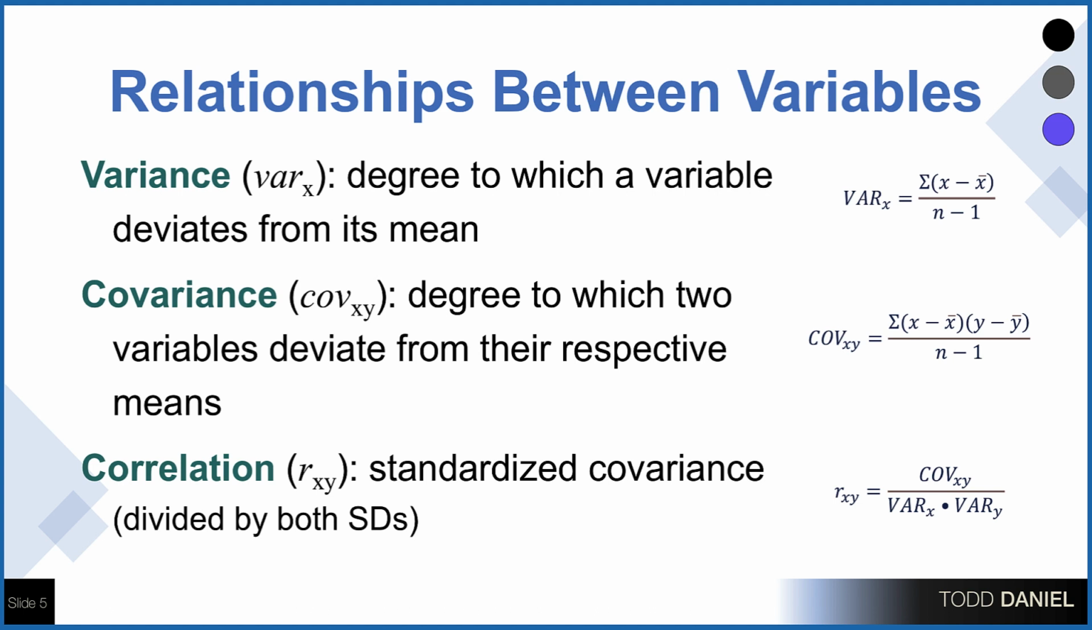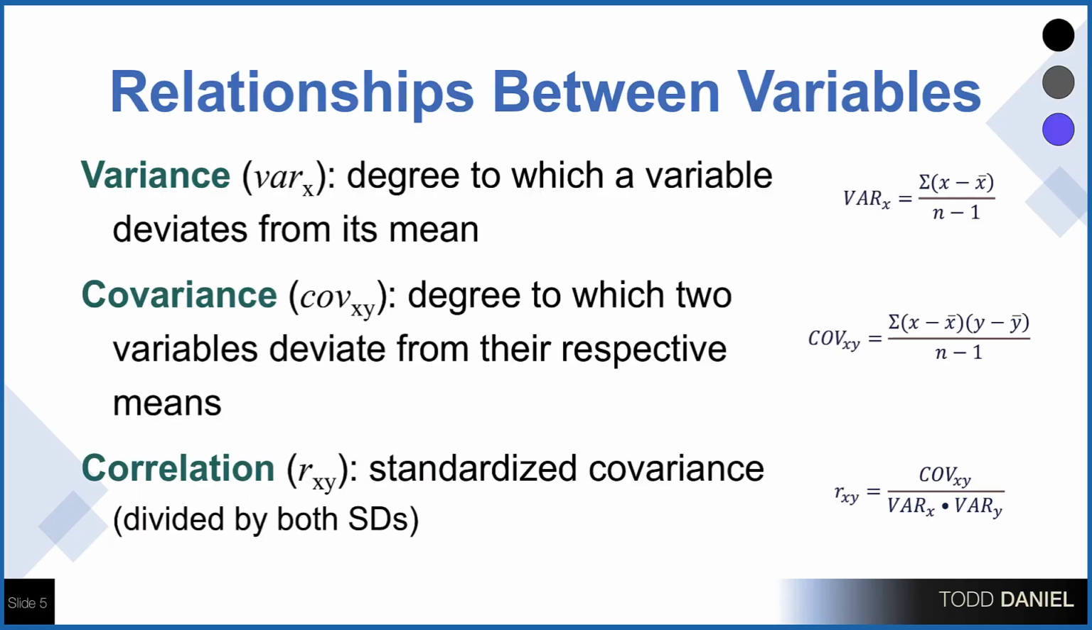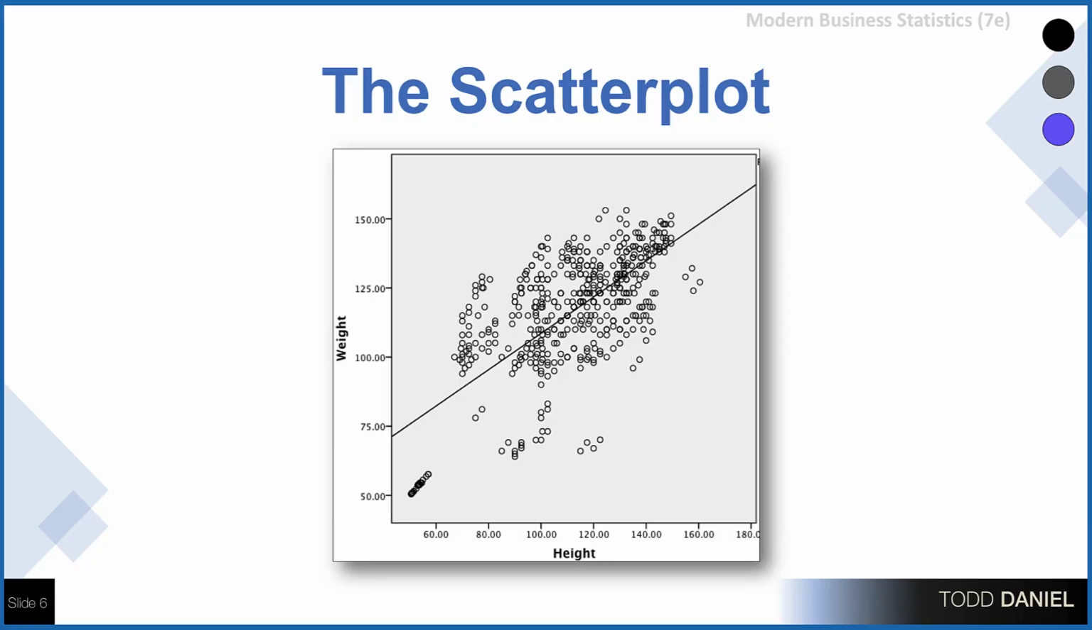It's the covariance divided by the variance of x times the variance of y, leaving us with a measure of how much those two variables move together, either positively, moving up and down together, or negatively, where one goes up and the other one goes down. Correlation is the standardized covariance, and that correlational coefficient is something that we're going to spend a lot of time with. Also, let me remind you of the scatter plot.